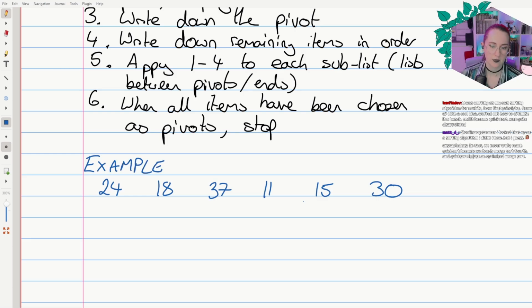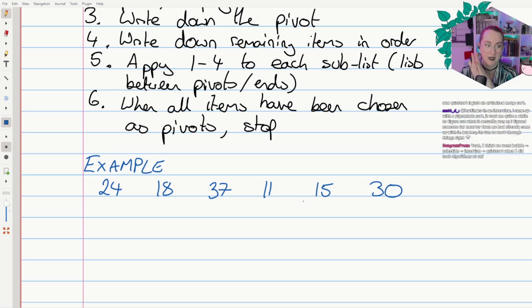Okay, so it said to choose the middle item or the item to the right of the middle. When you have an odd number of items, there is an item which is the midpoint. When you have an even number of items, you have an even number on each side, so you pick the one to the right. We have 1, 2, 3, 4, 5, 6. So we have 6 items, so we pick the one to the right to be our pivot. I'm going to pick 11 as our pivot.